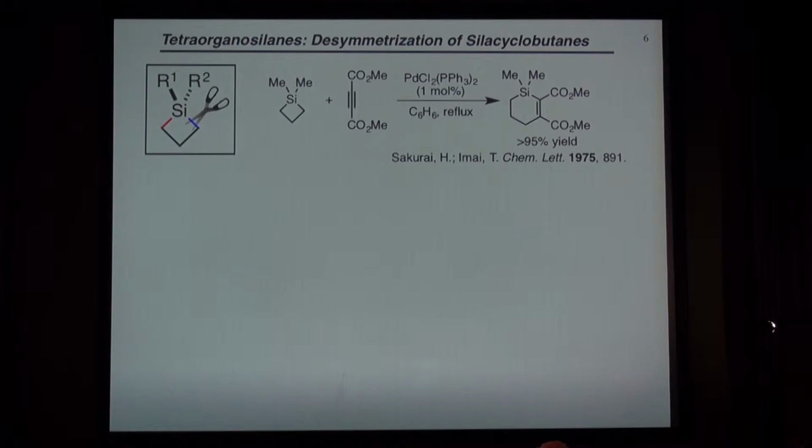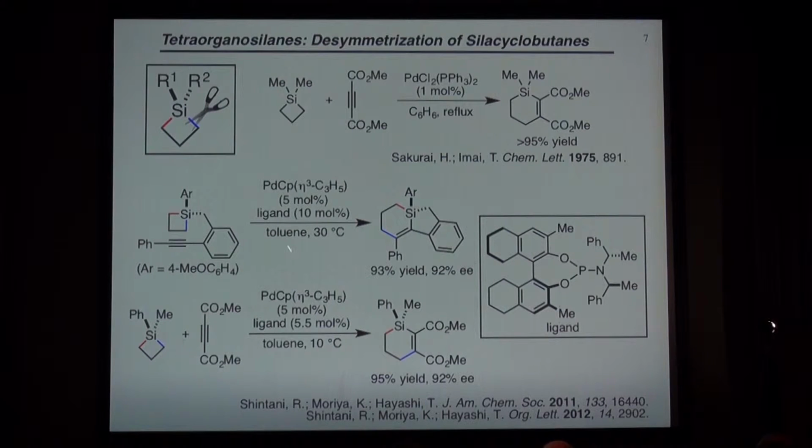Based on their chemistry, we devised the intra- and intermolecular variants having a prochiral silacyclobutane shown here. We initiated a program having an alkyne attached, an intramolecular version of the Sakurai-Imai reaction, and we found that the use of a newly synthesized chiral phosphoramidite shown here was particularly effective in inducing high yield and enantioselectivity for this intramolecular transformation, giving the silicon-stereogenic polycyclic compound shown here. Later on, we also found that the same catalyst system having this phosphoramidite ligand was also effective for the intermolecular reaction between silacyclobutane and electron-deficient alkynes to give the corresponding silacyclohexene with the same level of enantioselectivity.